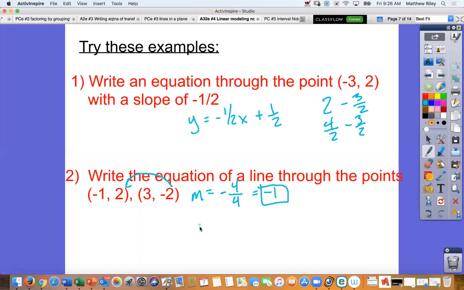So your slope is -1, which means we've got y equals. Somebody tell me the answer. What'd you get? -1x plus 1. Perfect. All right. Any questions?